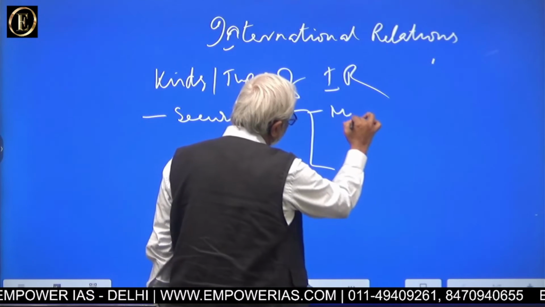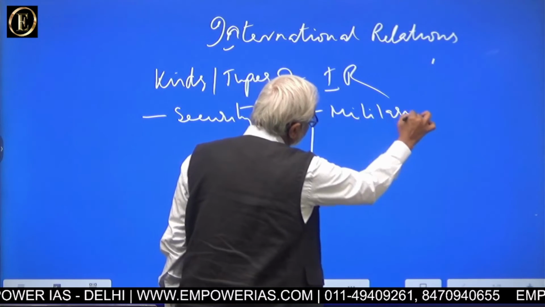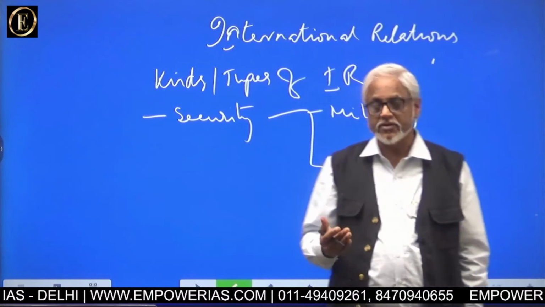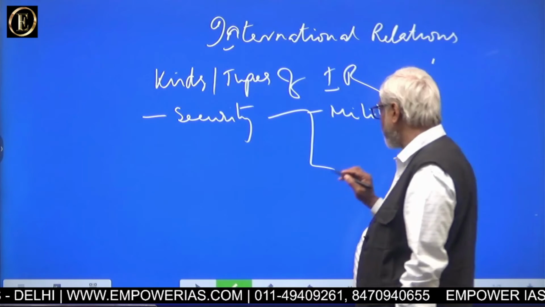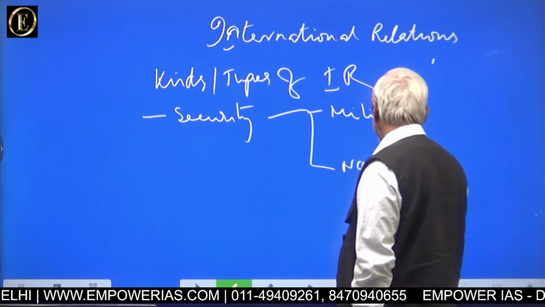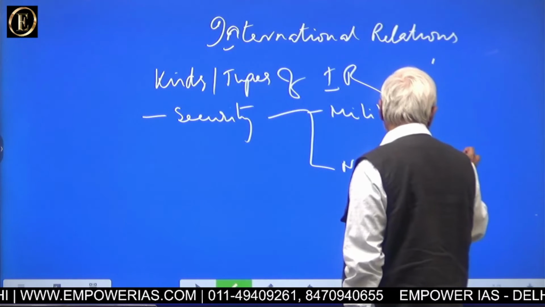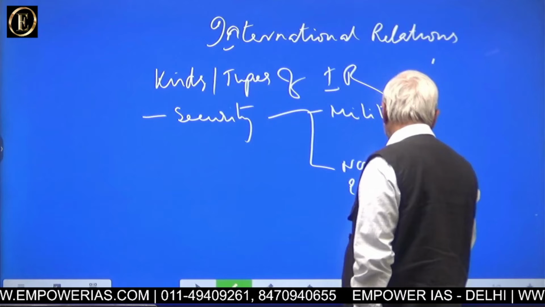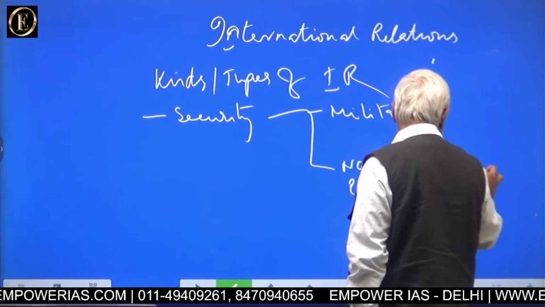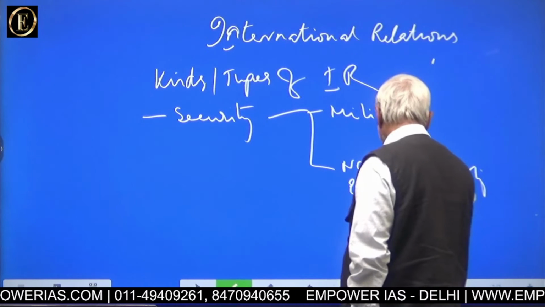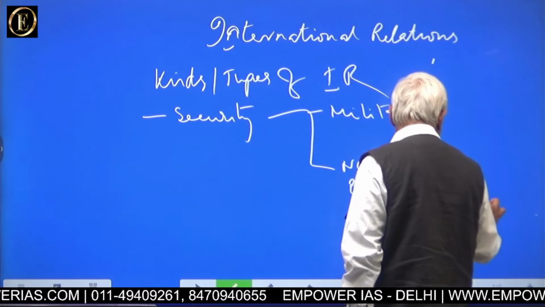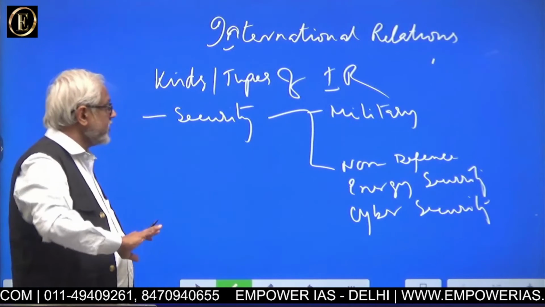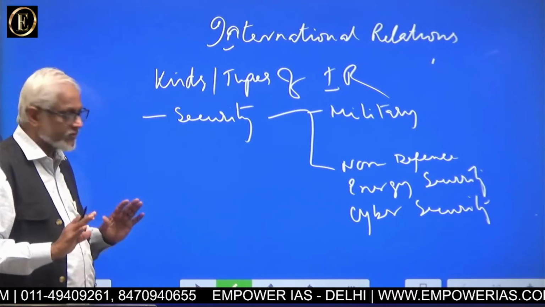One can be military security, that means your territorial sovereignty and your political system. The other is non-military, non-defensive, like energy security, or cyber security, or maybe climate security. So it can be of various kinds of securities. So security is a major area.